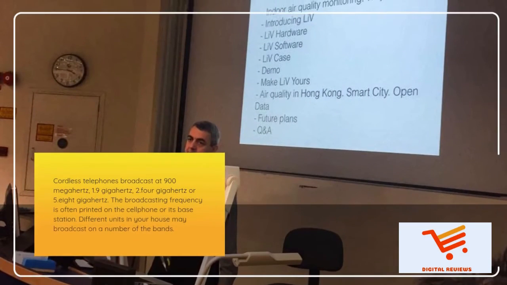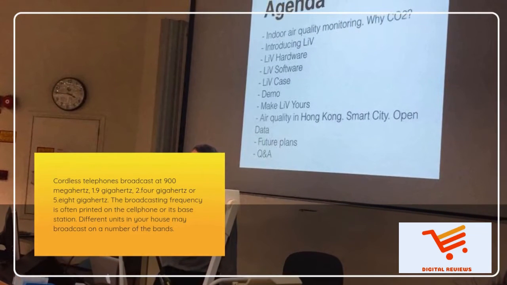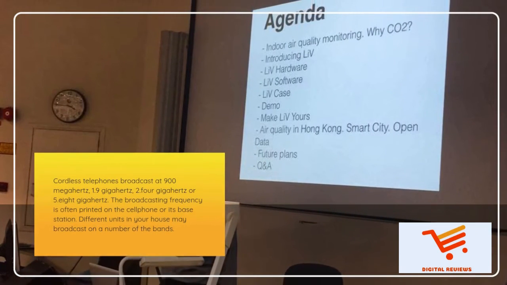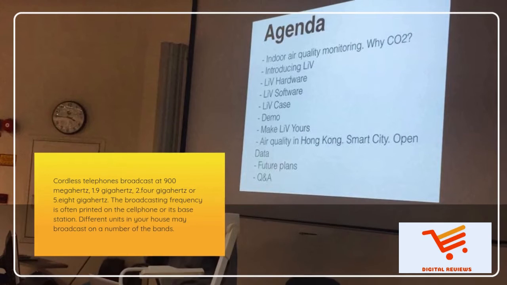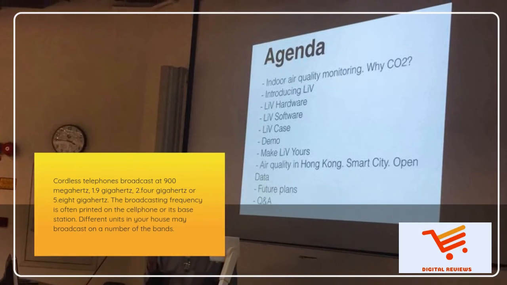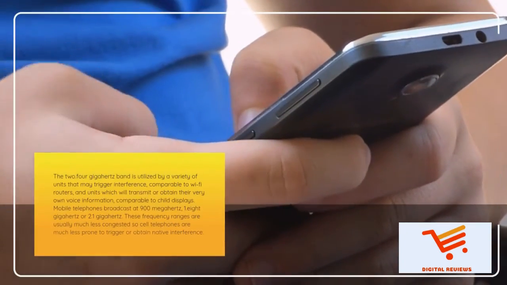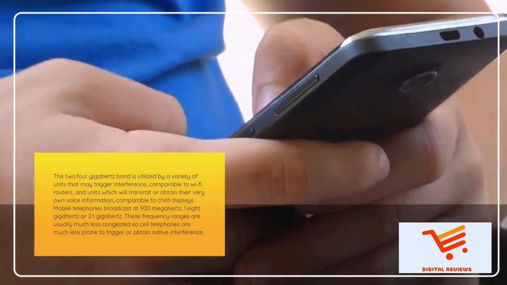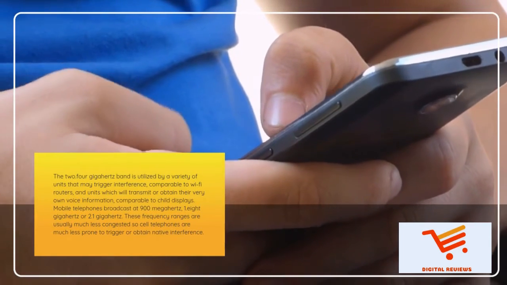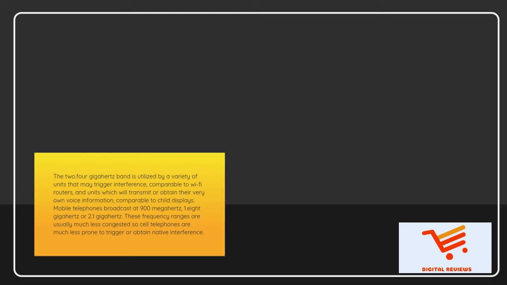Cordless phones broadcast at 900 MHz, 1.9 GHz, 2.4 GHz or 5.8 GHz. The broadcasting frequency is often printed on the phone or its base station. Other devices in your house may broadcast on some of the bands. The 2.4 GHz band is used by a variety of devices that may cause interference, such as Wi-Fi routers, and devices that may transmit or receive their own voice data, such as baby monitors.